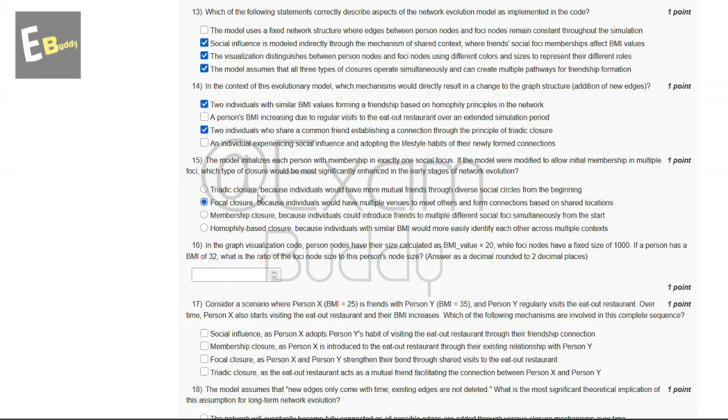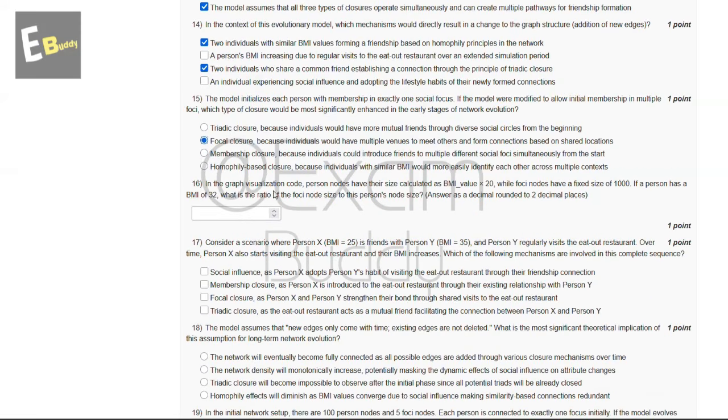And now let's go to our question number 16. In the graph visualization code, person nodes have their size calculated as BMI_value * 20, while foci nodes have a fixed size of 1000. If a person has a BMI of 32, what is the ratio of the foci node size to this person's node size? Answer as a decimal rounded to two decimal places. So the answer for our 16th question is 1.56.